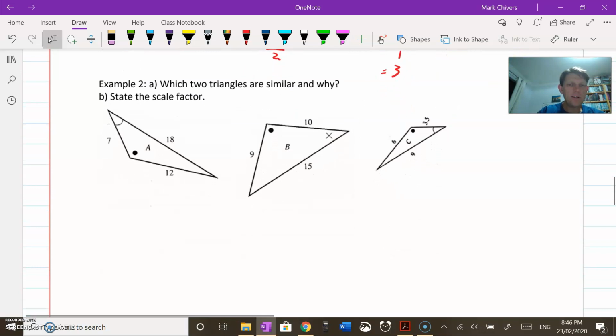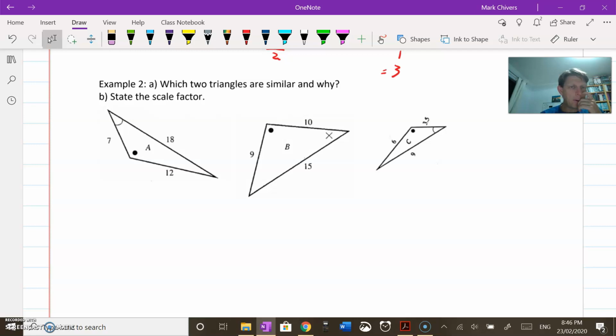So we then have example 2 here, in which two triangles are similar and why. For them to be similar, we need to have the same angles in the same places. Now with triangles, although you've got 3 angles in a triangle, if you know that 2 of them are equal in 2 different triangles, therefore the third one must be equal, because that's all that's left.